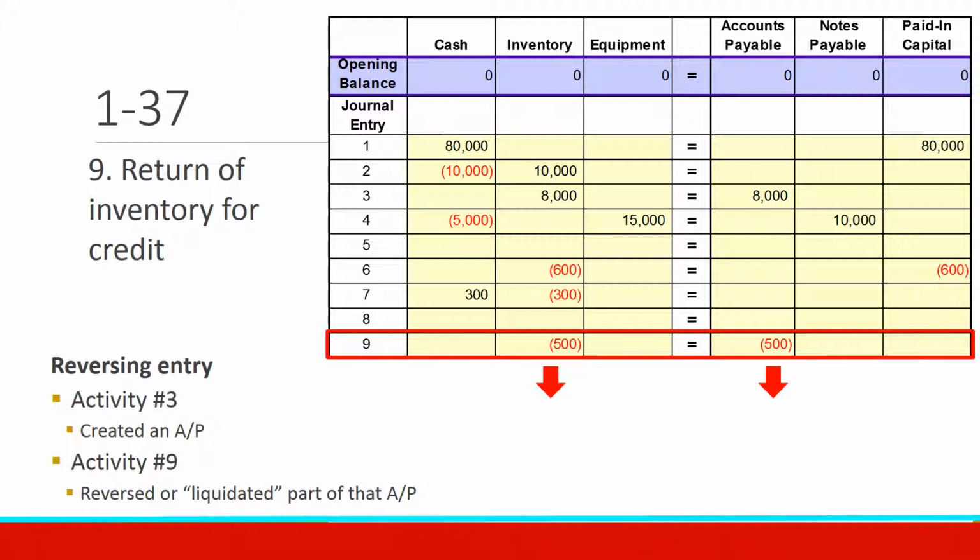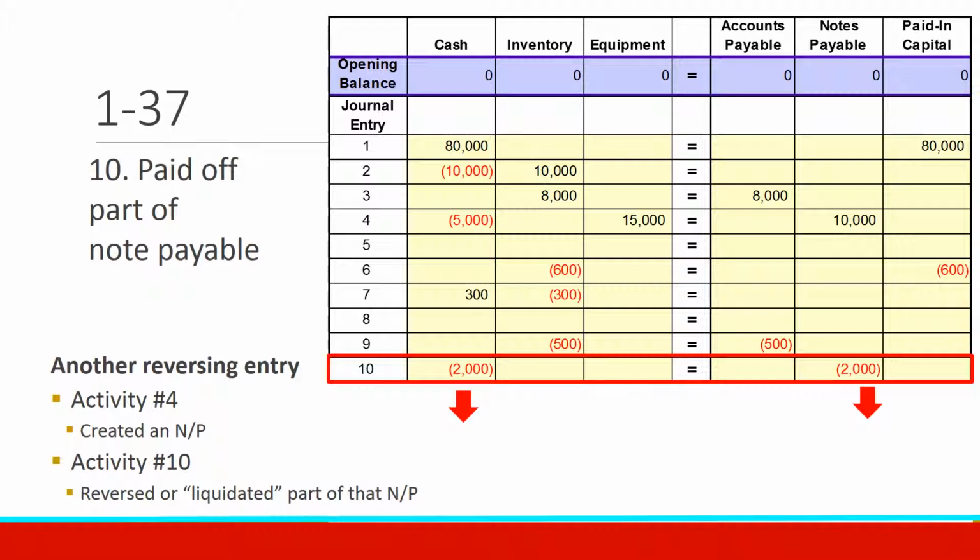So what we're going to have here is our first instance of a reversing entry. We had an account payable created in conjunction with activity number 3, that second purchase of inventory, and now we're going to reduce or reverse or liquidate the amount of the account payable when we send the inventory back. So in association with activity number 9, you can see a decline of 500 in inventory, a decline in an asset, and an offsetting 500 euro decline in accounts payable, which is on the other side of the balance sheet equation because it is a liability.